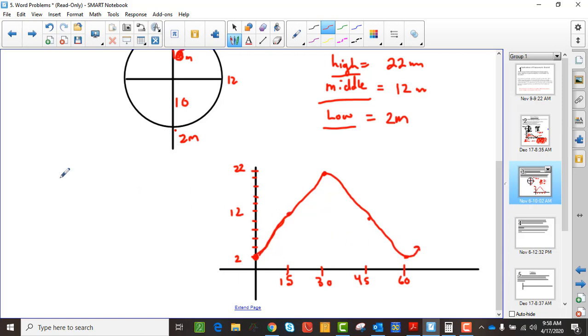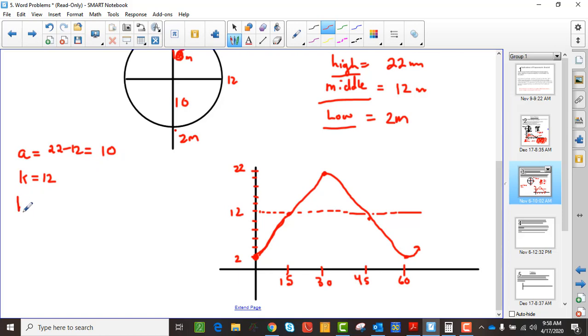Now I've got to find the equation. So I know my amplitude. If you look at the middle, you can clearly see I already know the middle, because I actually mentioned it here. So the middle is the k value. So k is 12. The difference between the top and the middle, so 22 minus 12, is going to give me my amplitude. And for your purposes, the amplitude is always the radius of any wheel that you have. Whatever the wheel is, the radius is the amplitude.